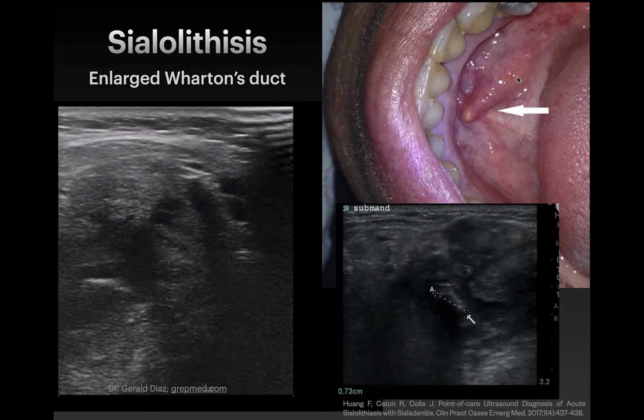On a physical exam, the Wharton's duct ends right here below the floor of the mouth. That's what these two little lines underneath the tongue are. This is a clinical picture of a patient who has a stone that's trying to get out of the Wharton's duct.